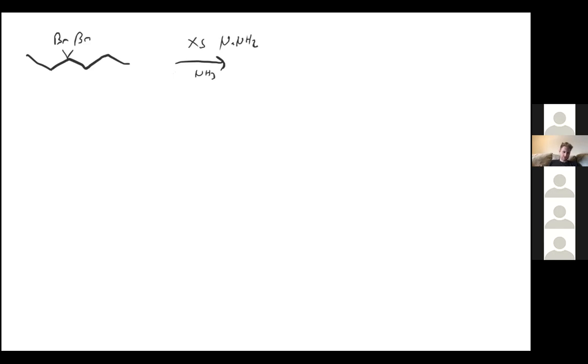I don't know why I have these labeled as two steps. One of them should just be, this is just the solvent, the ammonia at the bottom here. I'll rewrite this a little cleaner.